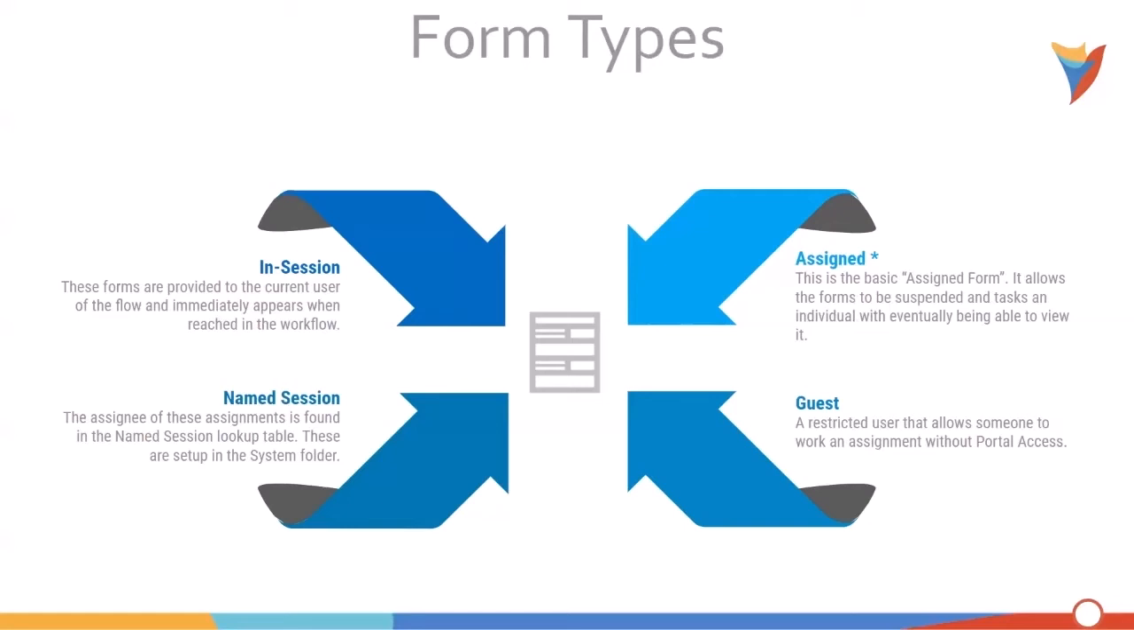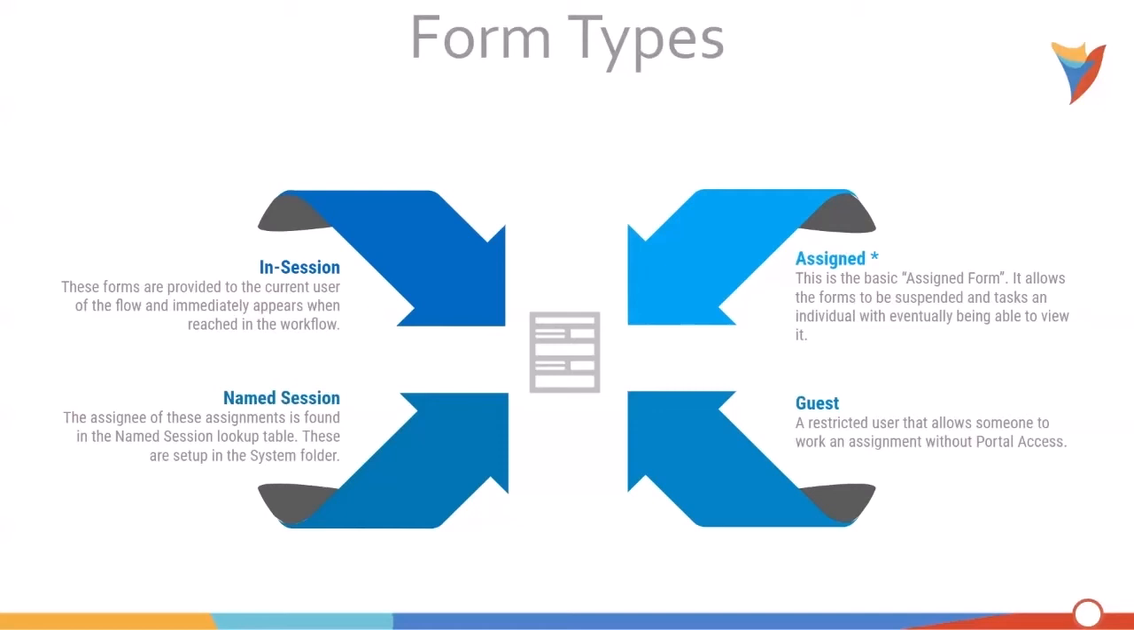Now, running a form, the initial form, I left it as in session. Those forms are provided to the current user of the flow. So whoever initiates this flow is going to get that form pop up automatically. So they don't have to do anything. It's not going to come up in their email. It's just you started this flow, and when we went in sequential order, we reached this form, and so it's going to pop up and you are going to respond to it. And then we have assigned. So that's what I'm going to do next.